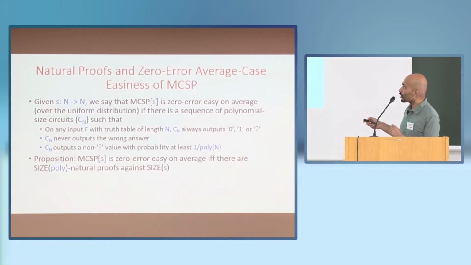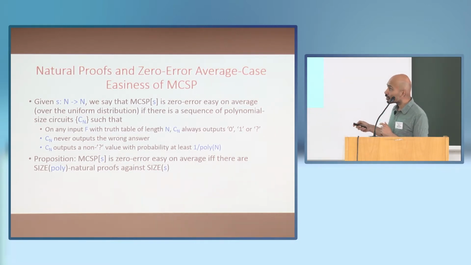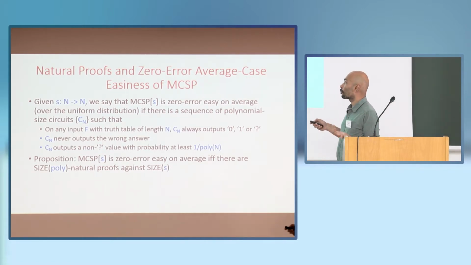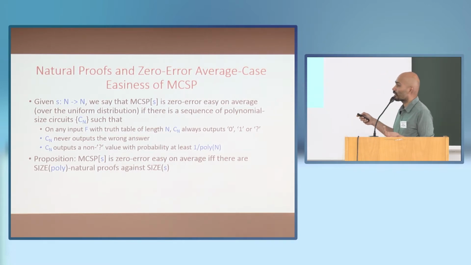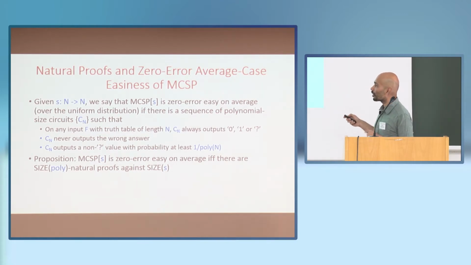So given a size function s, we say that MCSP[s] is zero-error easy on average over the uniform distribution. Throughout, it'll be implicit that I'm working with the uniform distribution. There's a sequence of polynomial size circuits such that on any input f with truth table of length n, C_n always outputs 0, 1, or question mark, and it never outputs the wrong answer. That's the zero-error part. The average-case success part is that it outputs a non-question-mark value with some significant probability, 1 over poly of n. So that's our definition of MCSP being zero-error easy on average.